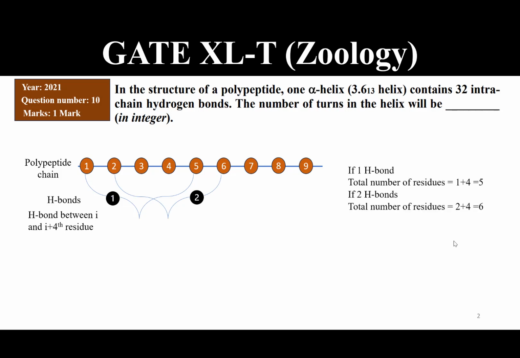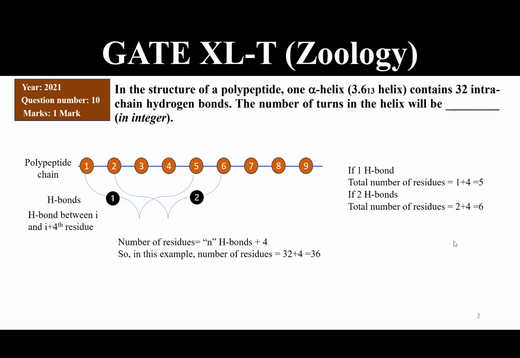Now, if we want to look at the relationship between the total number of residues and the hydrogen bonds, we can see that if there is one hydrogen bond, the total number of residues is 1 plus 4, which is 5. Similarly, if there are two hydrogen bonds, the total number of residues is 2 plus 4, which is 6. So to calculate the number of residues, we need n hydrogen bonds plus 4.